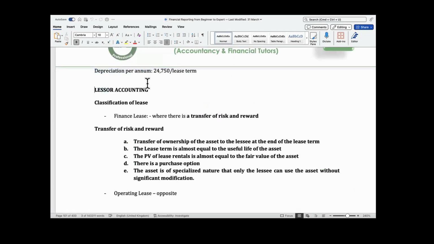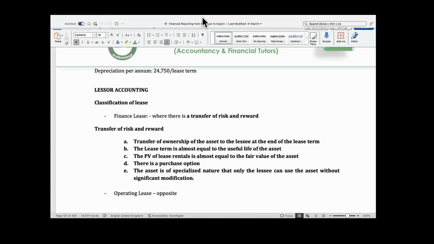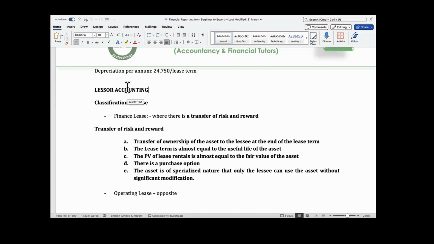For the lessor, I told you that the major accounting issue here is that should the lessor remove the asset from his books or not? Remember, the lessor owns the assets. The asset will naturally be in the books of the lessor. So since he has leased it now, the key question is that should he remove this asset from his books or should he leave it there? I told you it depends on the class of lease he has entered into.